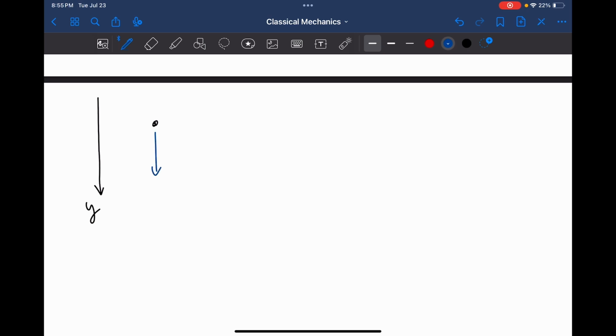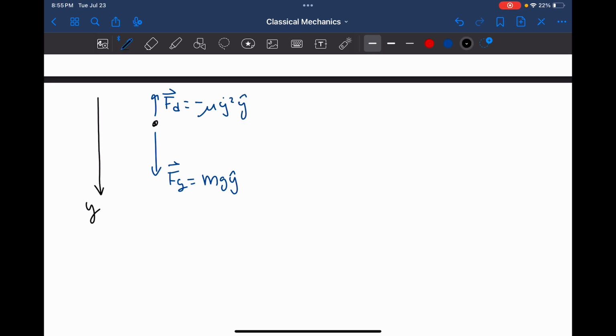Gravity, which points down, and because down is the positive y-axis, the force of gravity is going to be positive mg in the y-hat. And then we're going to have the force of drag, which is pointing up. So this is going to be in the minus y-hat. But this is going to be equal to minus mu times y dot squared.